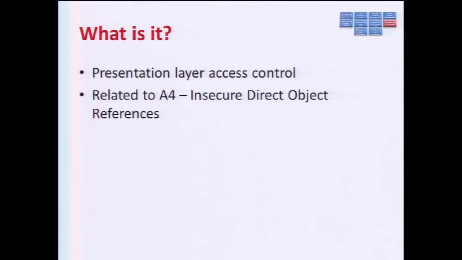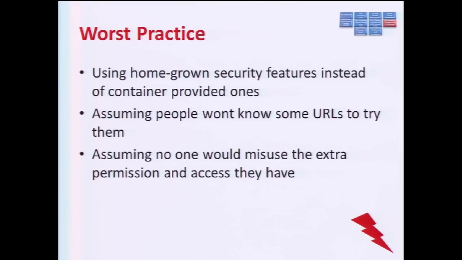It is directly related to A4 that Marcus already went into details for, and I'm going to cover something around Java EE in that. The worst practice here is to use a homegrown security feature instead of whatever the container provides, because something that is provided by the container is already tested and proven to be properly working. So you don't need to be worried that if I'm using container security, I need to double test and triple test to be sure that it's working and doing what it's promising to do, because it's already been taken care of.